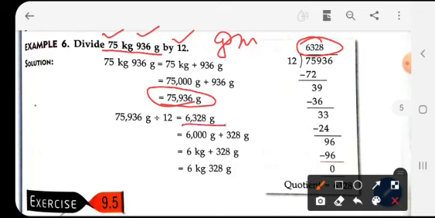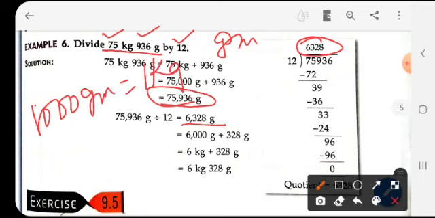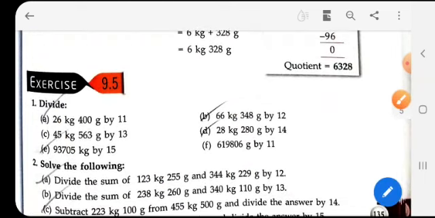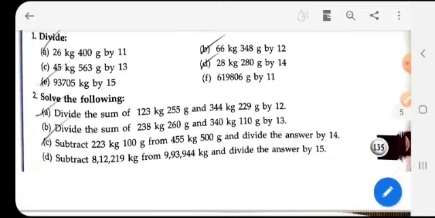Since we know 1000 grams is equal to 1 kilogram, if it is 6328 grams, then it will be 6000 grams and 328 grams, and 6000 grams is equivalent to 6 kilograms and 328 grams will be as it is. So the answer will be 6 kilograms 328 grams. So this is how you are going to divide. And now in 9.5 you have this kind of a sum.